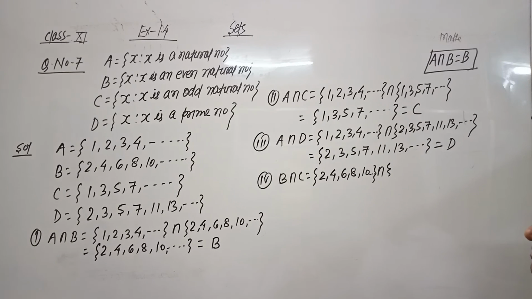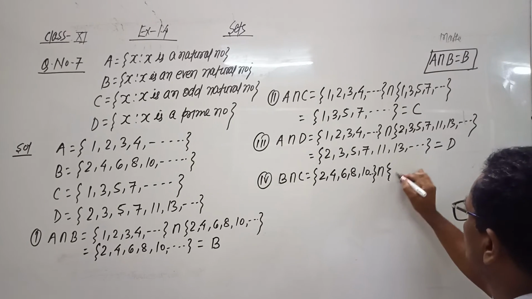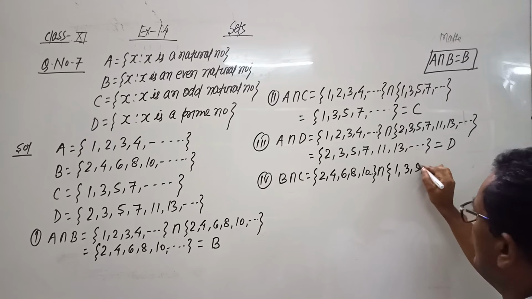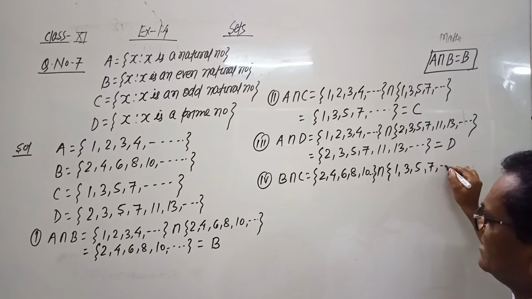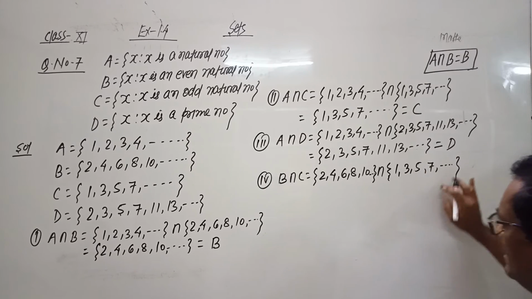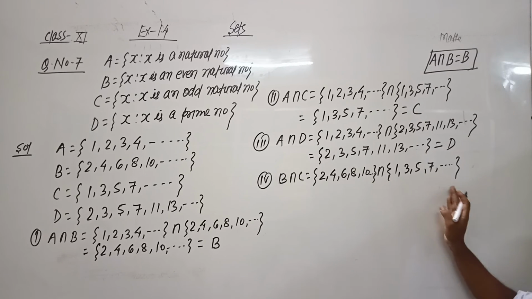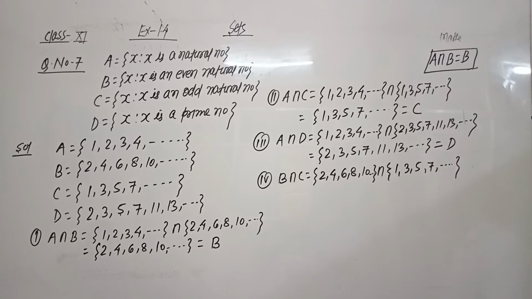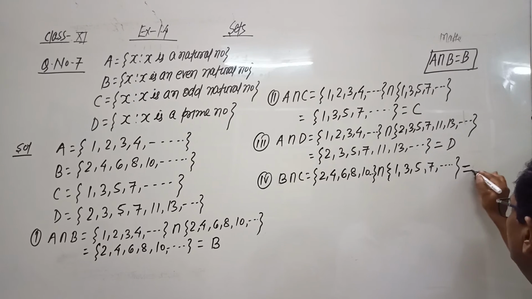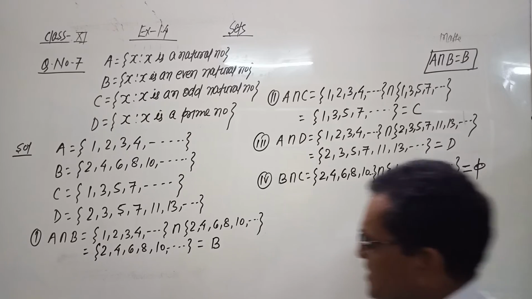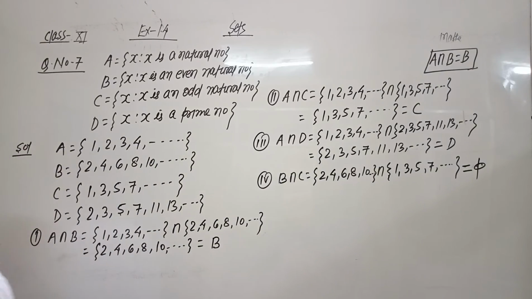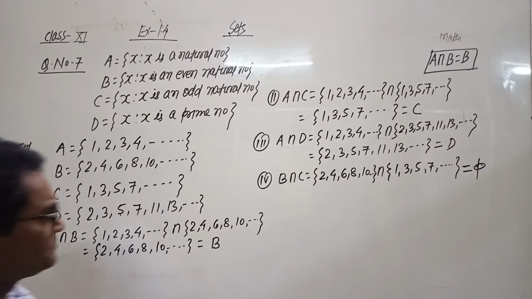Intersection, the value of C is 1, 3, 5, 7 and so on, the odd natural numbers. So this is the even natural numbers and this is the odd natural numbers. And nothing is common in odd numbers and even numbers. So the result will be the empty set. Then the fifth part is B intersection D.